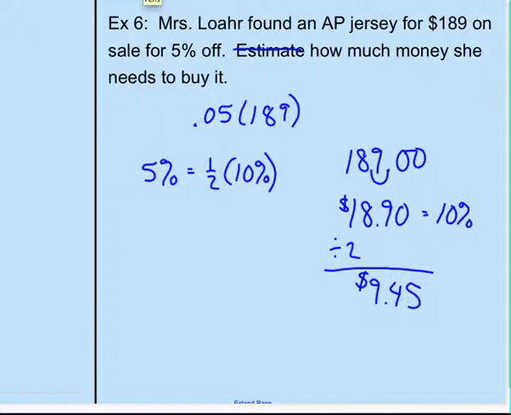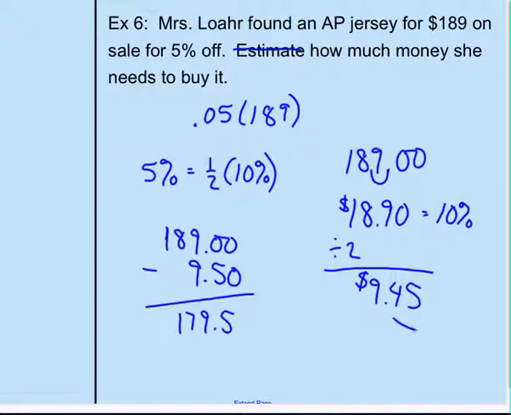So estimate how much money I need to buy it. Well, I'm going to take off $9.50 and add that nickel back on. So $189 minus $9.50. What I do when I have to do this is instead of borrowing, I subtract 10 and then add that 50 cents back on. So 189 minus 10 is 179, adding the 50 cents back on, and then, since that was only 45, adding that last nickel back on. So I would need $179.55 to buy the jersey.